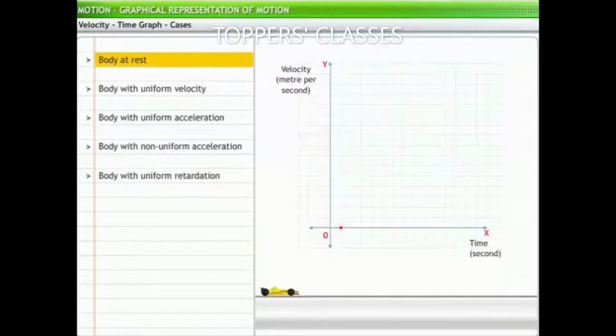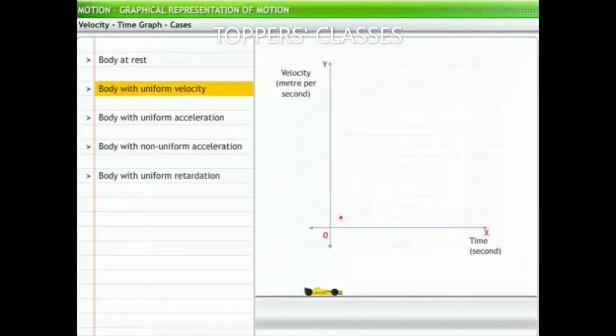The displacement is 0 for a body at rest, and hence the velocity is also 0. A velocity-time graph plotted for a body at rest displays a straight line along the x-axis. When a body moves with uniform velocity, there is no change in the velocity with respect to time.